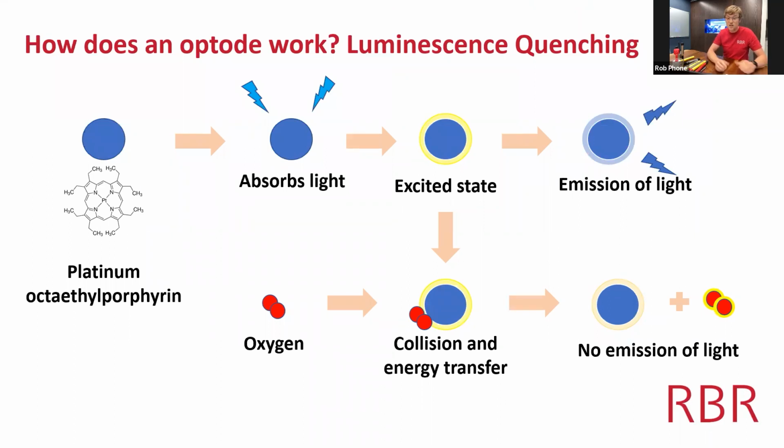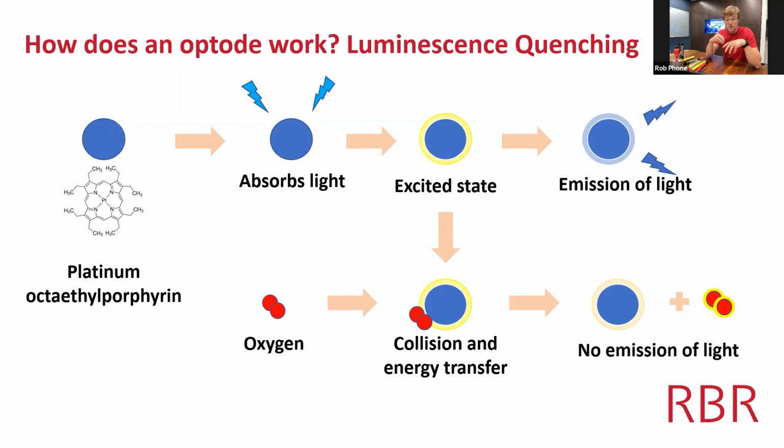For oxygen optodes, they work by a mechanism called luminescence quenching. Most optodes use the same molecule for sensing, which is this platinum acetylethylene porphyrin complex. It's unique in that it can absorb light, and so when you bombard it with the right wavelength of light, it enters an excited state.